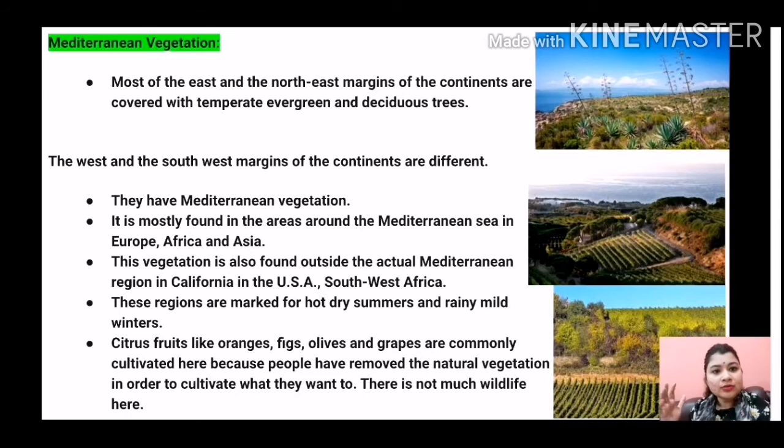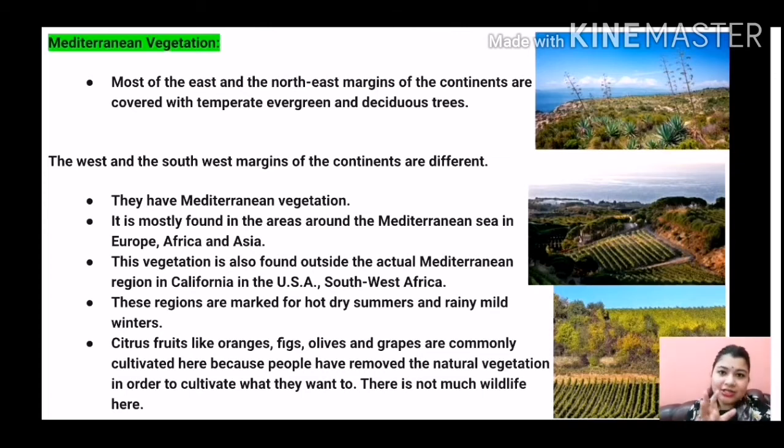Around the Mediterranean Sea, okay, Europe, Africa and Asia region. The Mediterranean Sea basically divides Europe and Africa, but in the eastern part the continent Asia also falls. That is why I have used here Mediterranean Sea in Europe, Africa and Asia. Now citrus fruits, like orange, olives, grapes, are found here or are cultivated here. You can see how they cultivate them. I have shown two pictures of the process of cultivation, isn't it?